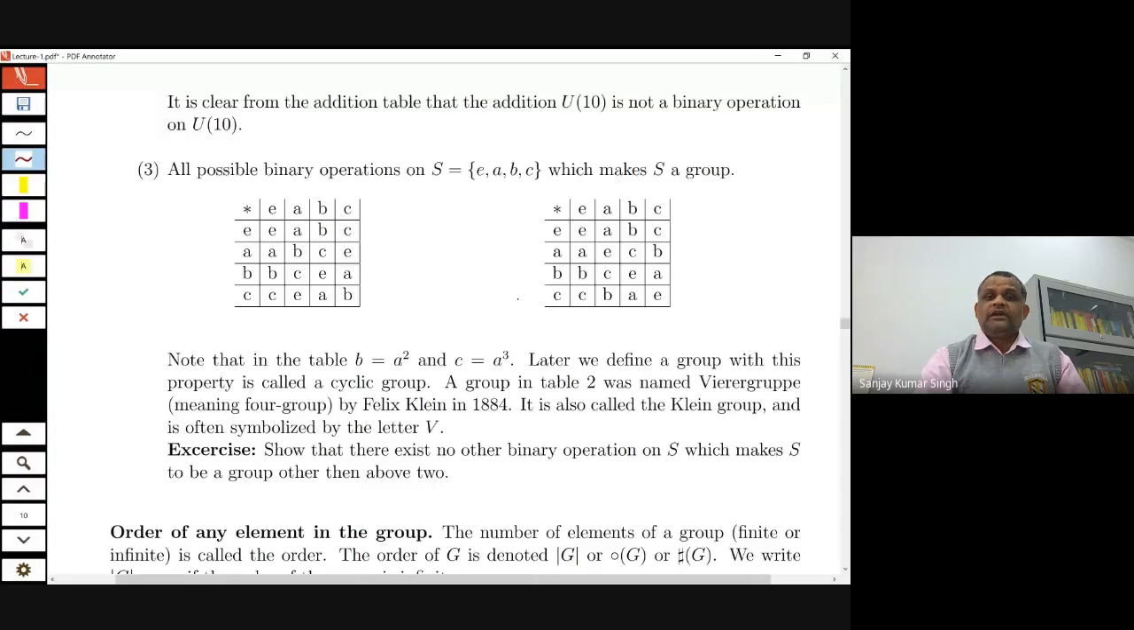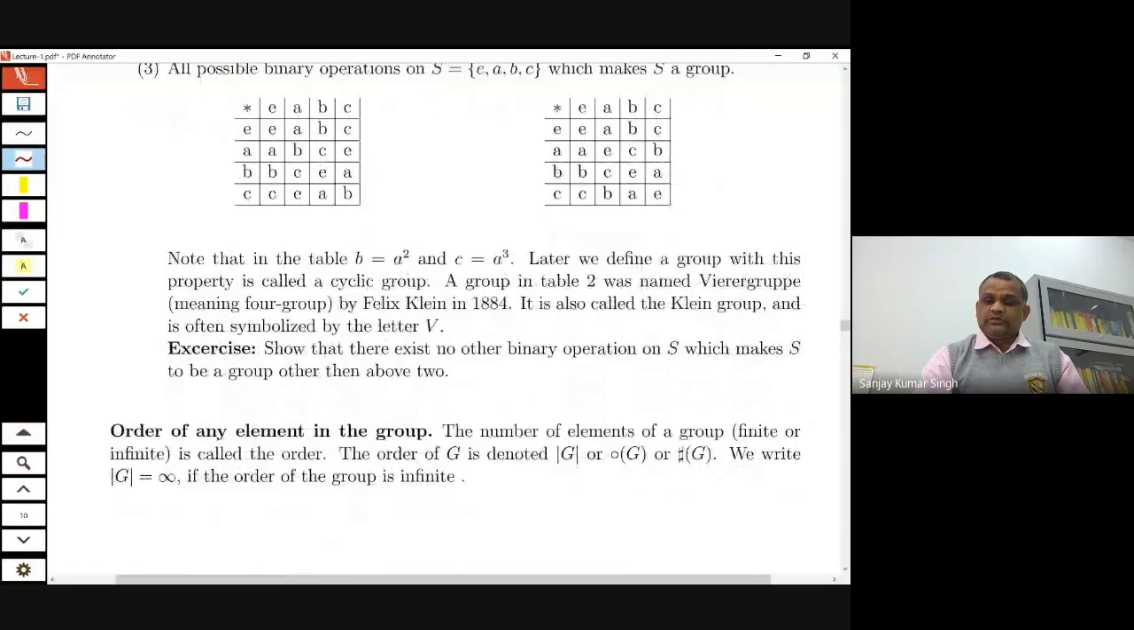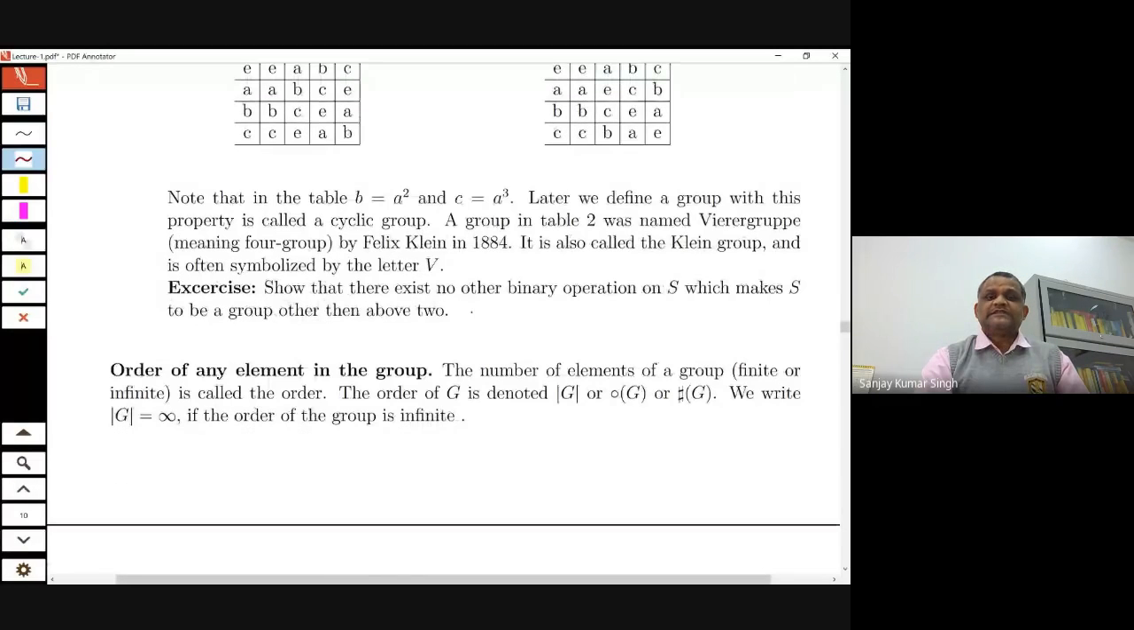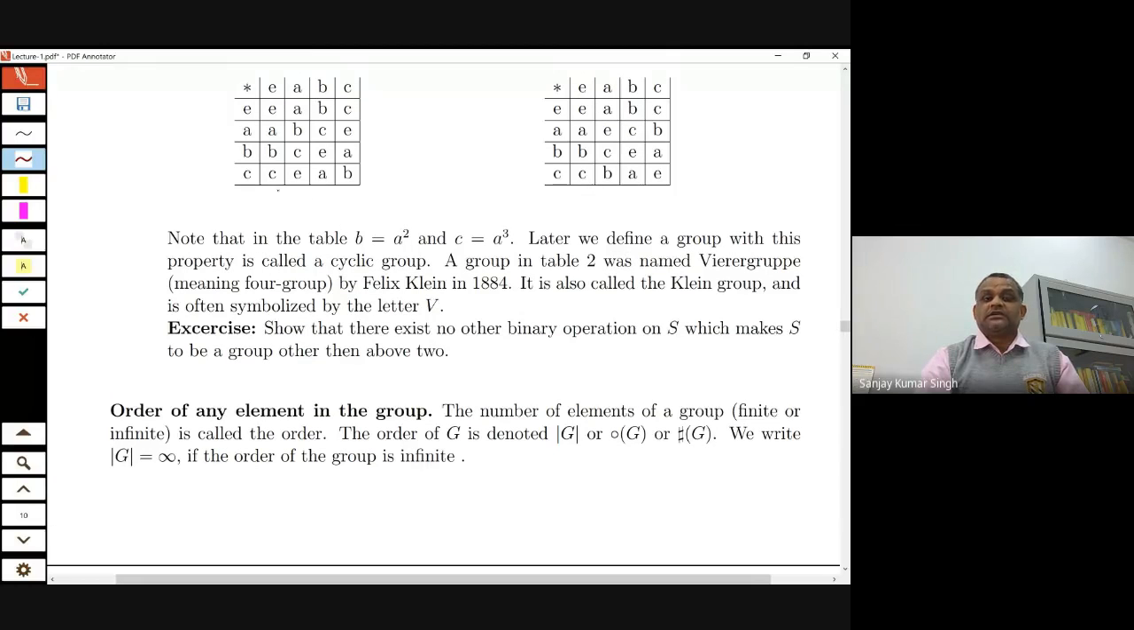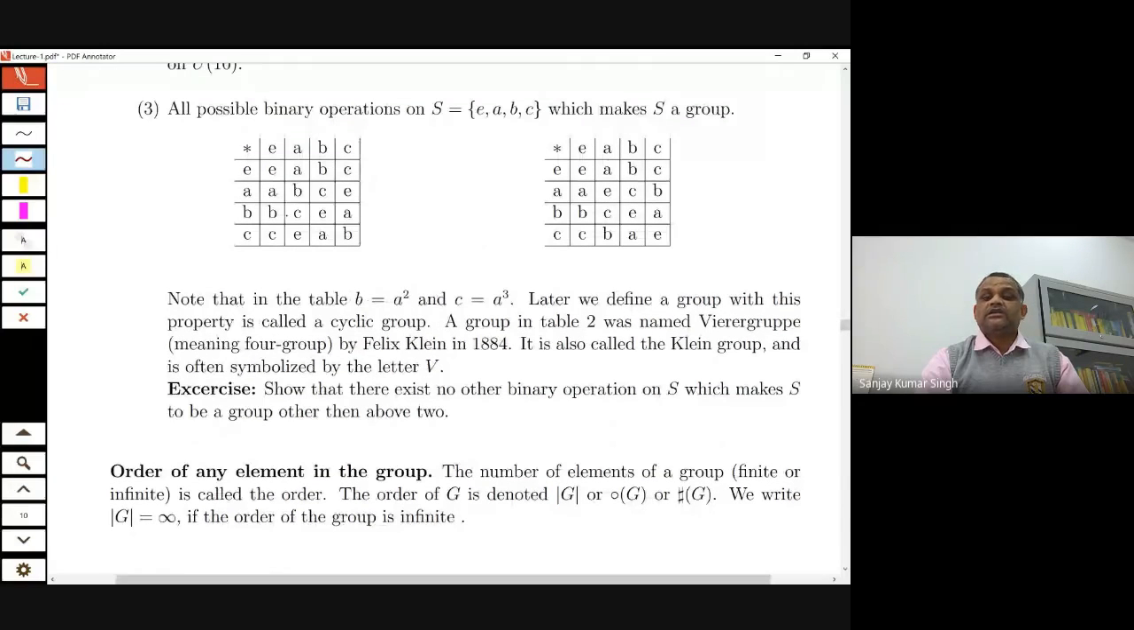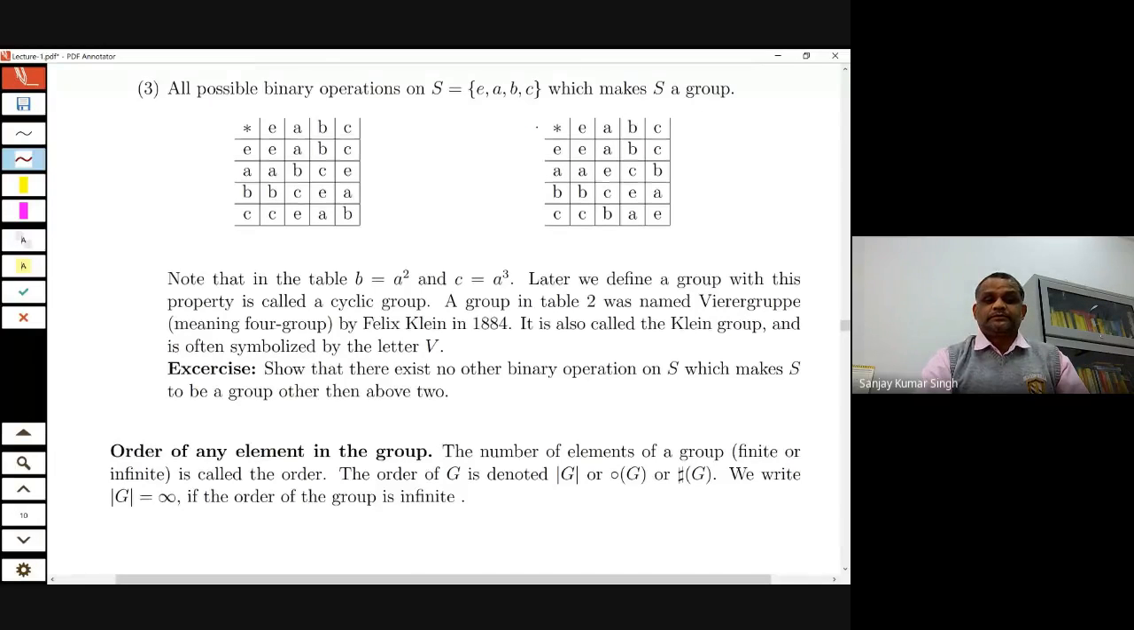Similarly, we can take any set of four elements and form the Cayley table, and we can deduce many things. So one exercise is that there exists no other binary operation on S which makes it a group, other than these two multiplication tables. This means you cannot find another multiplication table on a set of 4 elements which gives you a group structure.